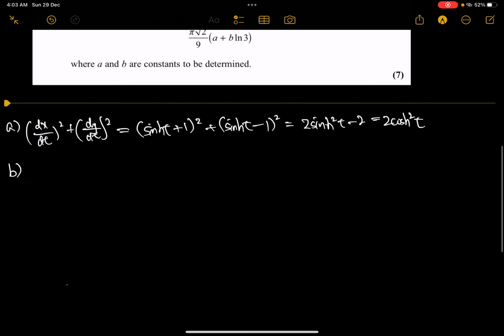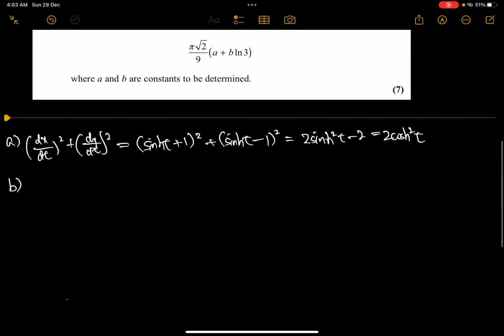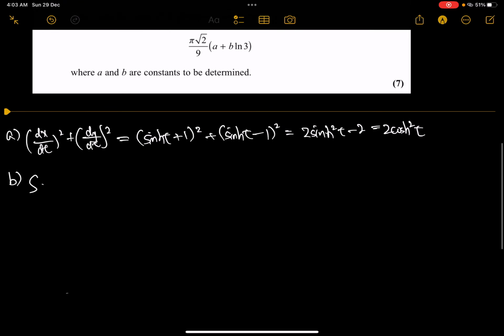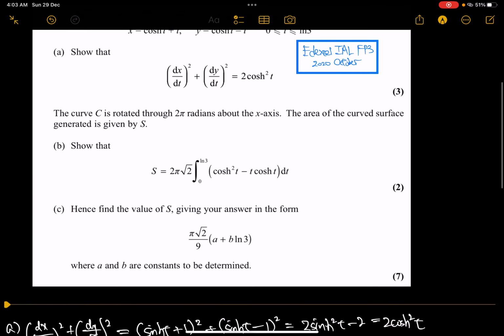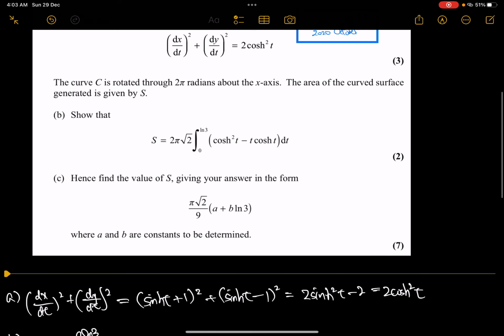So we have 2 hyperbolic cosine squared t, and that's part A. Part B requires us to find S generated by C rotating about the x-axis for 2 pi radians. So the obvious fact is from 0 to natural log 3, because that's t's range. We need y because we're rotating about the x-axis. We need the y component, and we need the shortest distance between x's and y's.